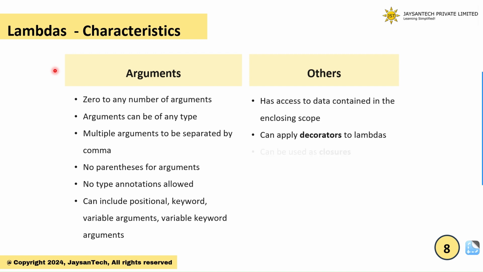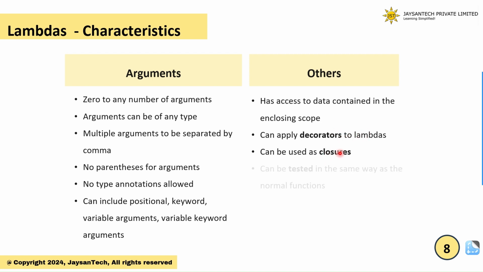Then lambdas can be used as closures. Now closures are again functions that will help you save the state. Whenever you execute a function, once the function finishes execution, you will lose its state, right? You will lose the values of variables that were assigned inside the function. But closures will actually help you freeze those states. We will also be looking into this in subsequent sessions. So you can use lambdas to actually create closures.